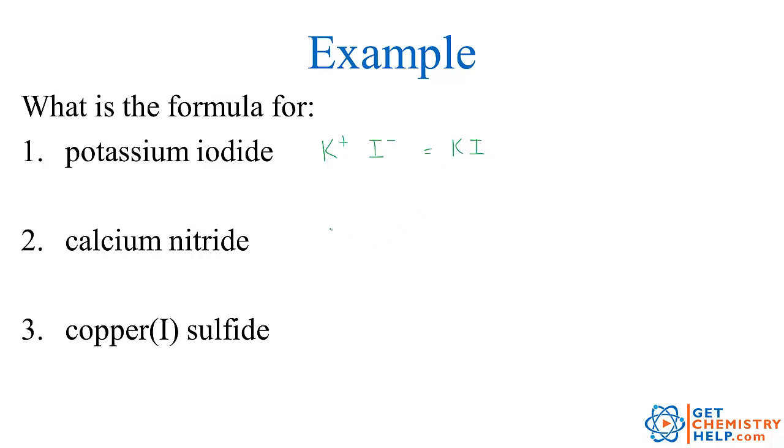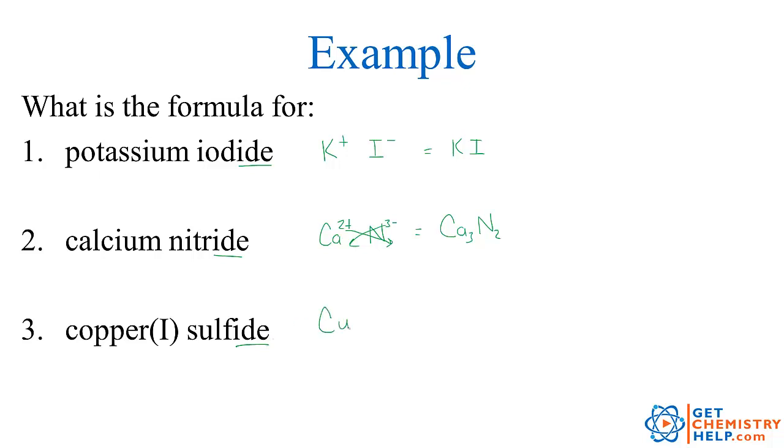How about calcium nitride? Okay, calcium. Calcium is in group 2 or 2A, so it must be 2 positive. Nitride. Well, again, just like iodide, the ide tells me it probably just came from the nonmetal by itself. So we find nitrogen, which would make nitride. Nitrogen is 3 away from the noble gases, so it must be 3 negative. So I use my crossover rule, put the 2 here, put the 3 here, and that would give me Ca3N2.